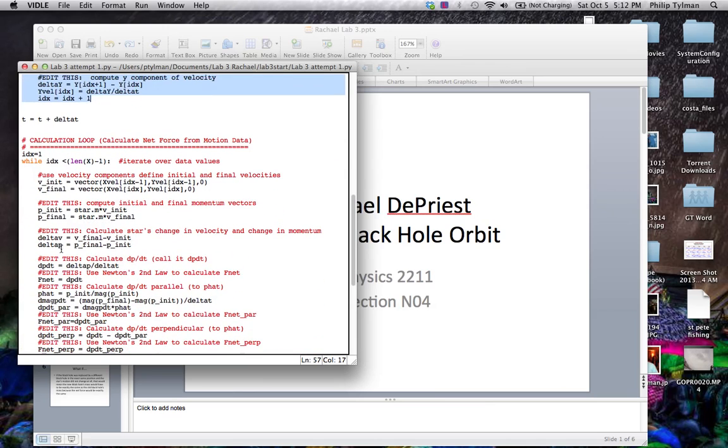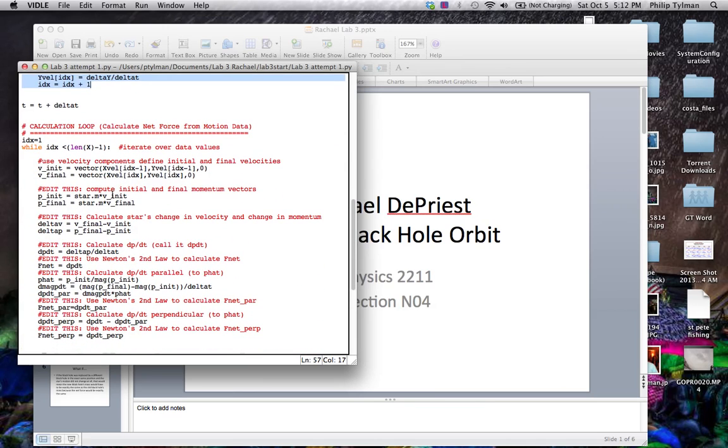Then if we go down here, this is where we start using those equations to show the motion of the star. We use initial velocity. This is again showing what we used up there to find the velocity given the position. This is momentum, which you get by multiplying the star's mass times initial velocity. The change in velocity and change in momentum, obviously final minus initial. And then dp dt, which is basically change in momentum over change in time, right there.